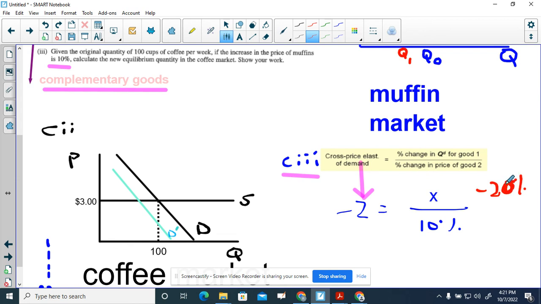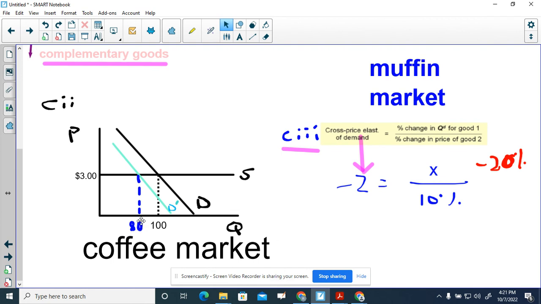Think of it that way. Negative 20% over 10% would be -2. So X is negative 20%. And then what we can just say is, look right here. Since we've had a negative 20% change in this case, we can show quite clearly here that the new quantity of coffee in our coffee market is going to be 80. After all, what happened in this case is we had the price of a complementary good go up by 10%. We have a cross price elasticity of demand of -2, which shows us the ratio of the change between these two values. And that causes the quantity of coffee sold in our market to drop down to 80.